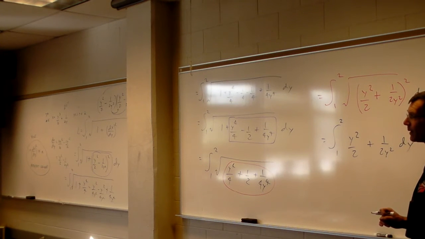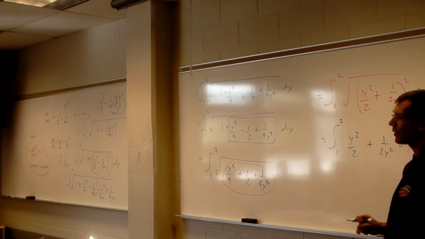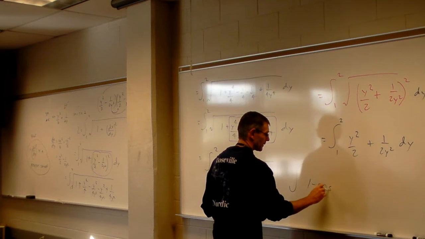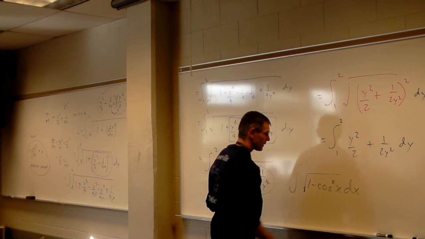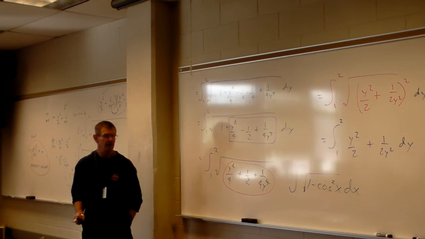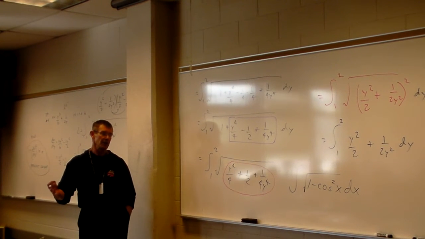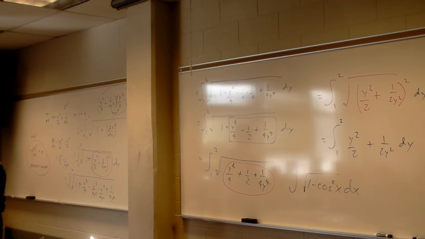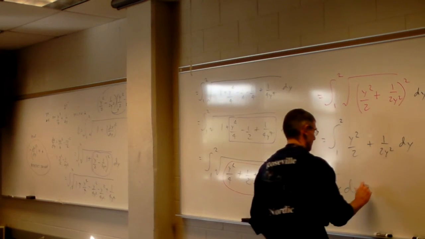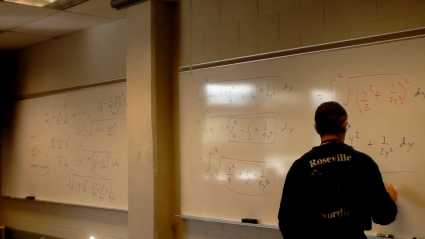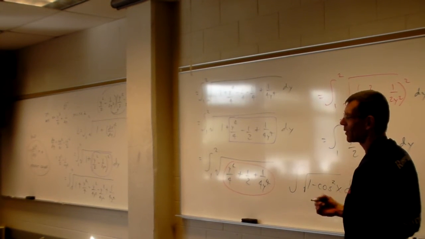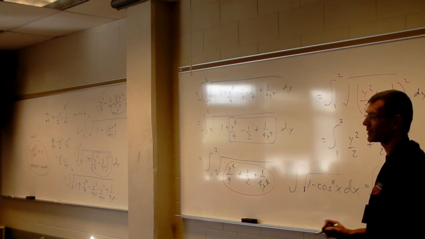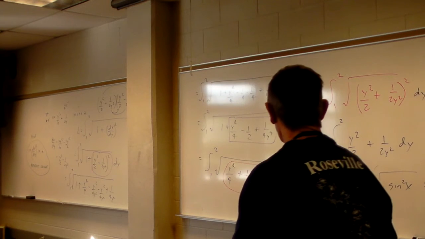Okay? An example would be this, and we'll be getting to that in chapter 8. Square root of 1 minus cosine squared. Not sure what that is, but what's another name for 1 minus cosine squared? Sine squared. So you could rewrite this as sine squared, and the square root of sine squared is just sine. So now you're just integrating sine. So there's another case where you can simplify it down.